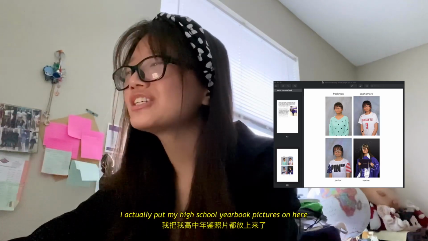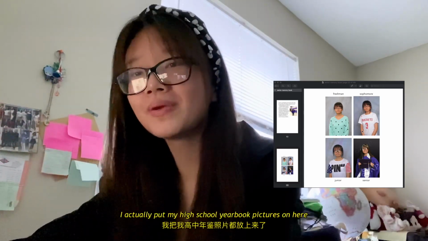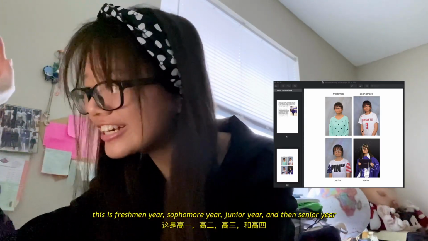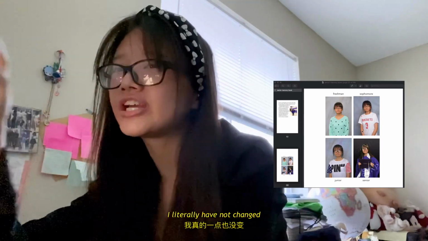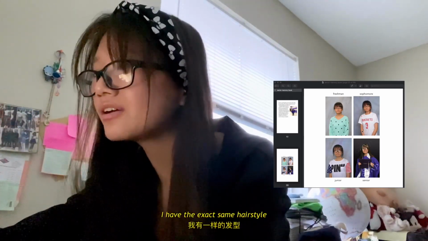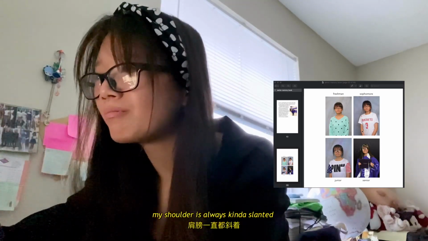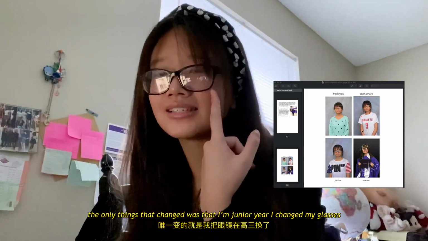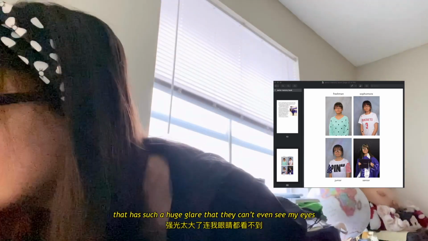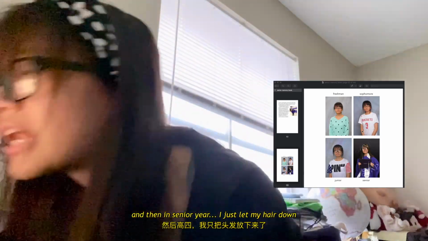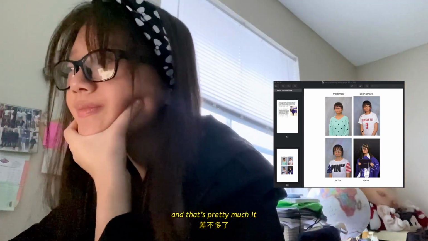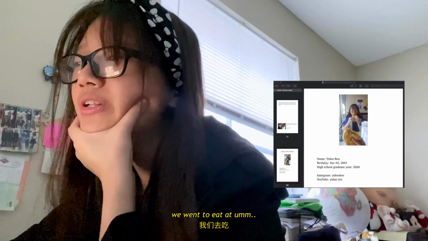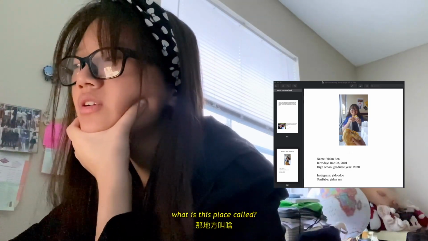Whoa. I actually put my high school yearbook pictures on here. So as you can see, this is freshman year, sophomore year, junior year, and this senior year. I literally have not changed. I have the exact same hairstyle. The bangs are parted in the exact same way. My shoulder is always kind of slanted. The only thing that changed was in junior year, I changed my glasses that has such a huge glare that they can't even see my eyes. And then in senior year, I just let my hair down. And that's pretty much it. About the other, if you're wondering who took this picture, it's actually Wadia. We went to eat at, what is this place called?